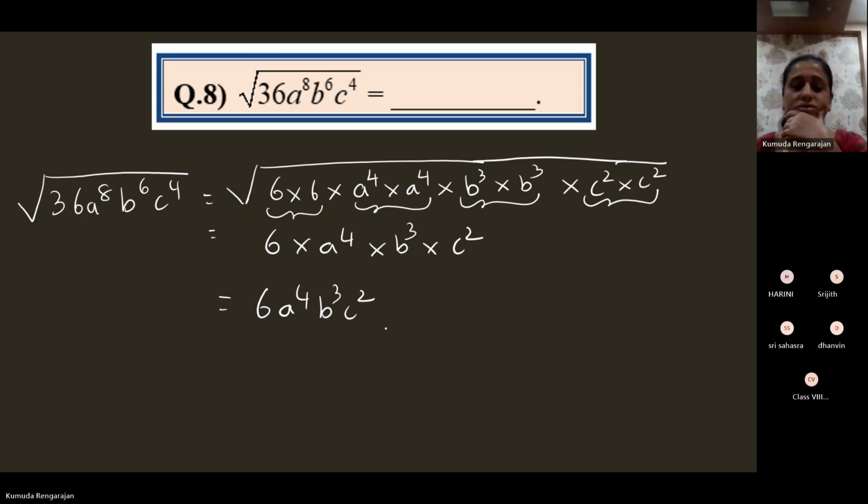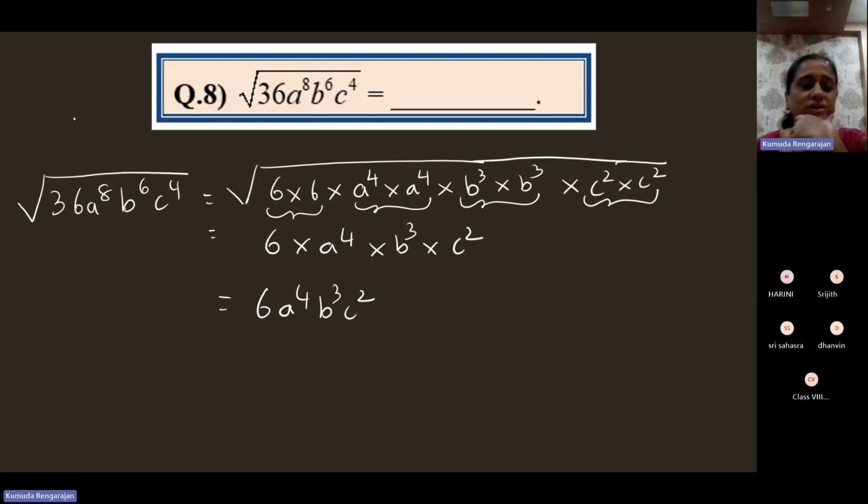Somebody asked, how 36 becomes 6, ma'am? Because you always divided by 2. Like 8 divided by 2, like you did 4 and a square root of 36. Oh, no. I have to answer that question. Children, don't talk amongst yourselves.